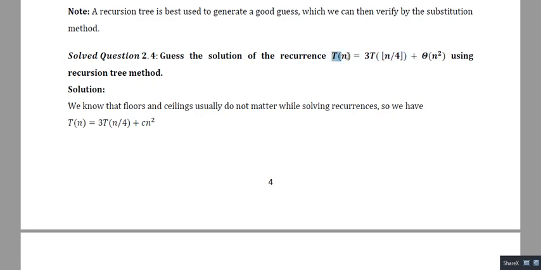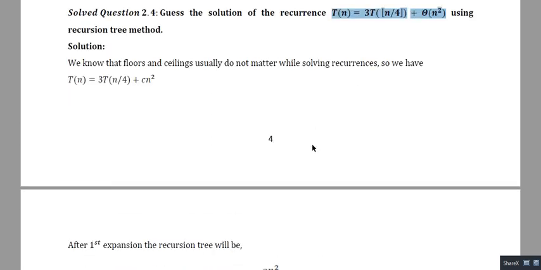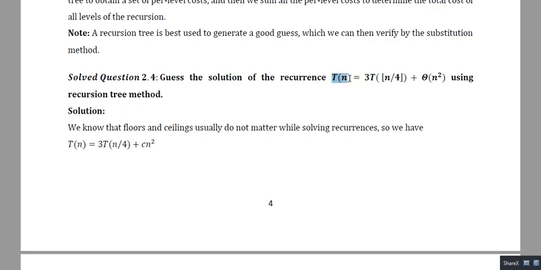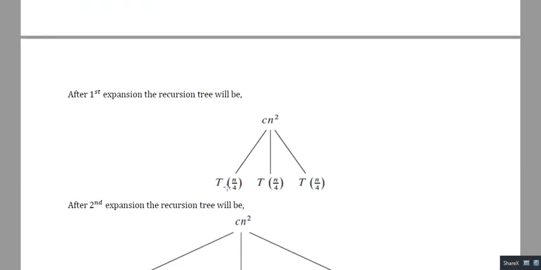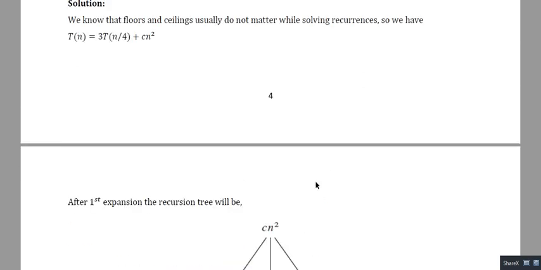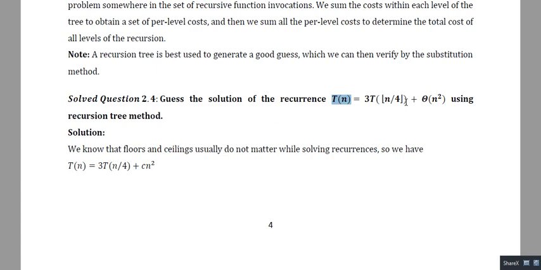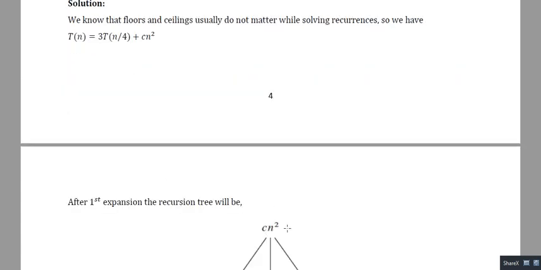So using the recursion tree method, this can be represented like this. So it will just take what time? Theta n square means some constant times n square. So Cn square. Further it will be divided into the subproblems T(n/4), T(n/4), T(n/4), because it is 3T(n/4), right? So you just write the constant at the root.